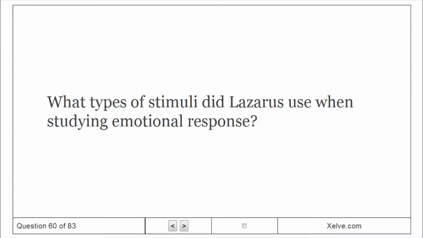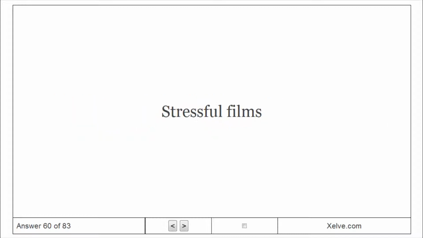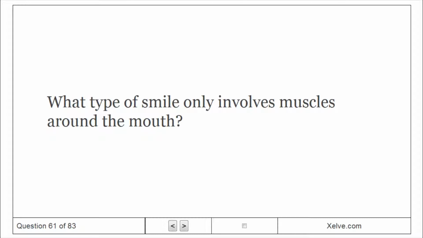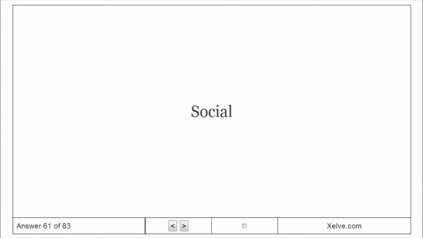What types of stimuli did Lazarus use when studying emotional response? Stressful films. What type of smile only involves muscles around the mouth? Social.